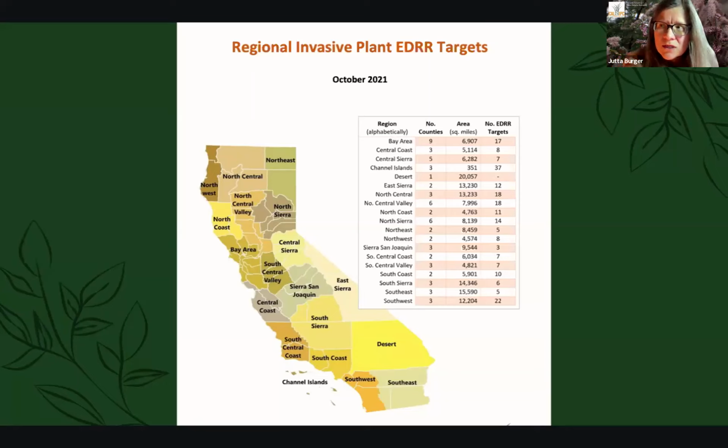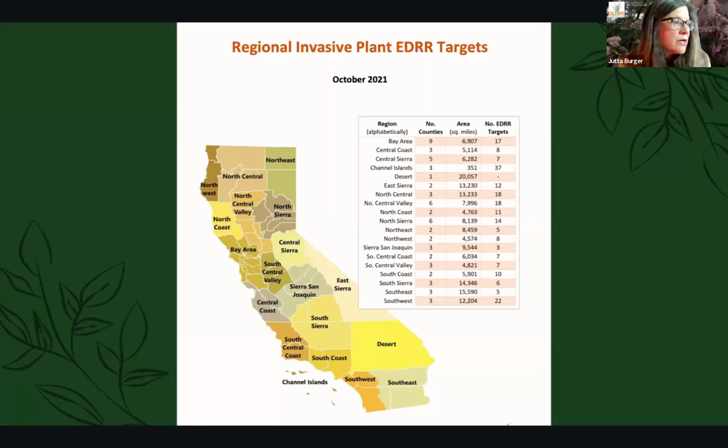So this is the result of a joint effort of CDFA and Cal IPC that was led by Nikki Valentine and Doug Johnson, with the goal of trying to identify shared priorities across different groups in the different regions across the state. So it shows you here on the first page, EDRR targets by regions, with the 9-county Bay Area as one of those regions.